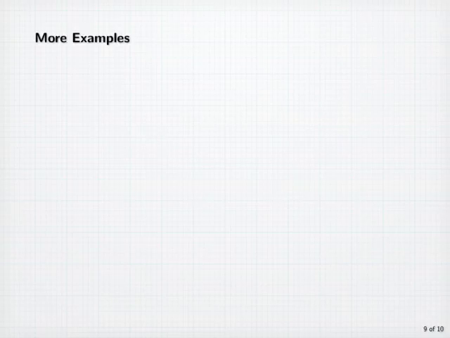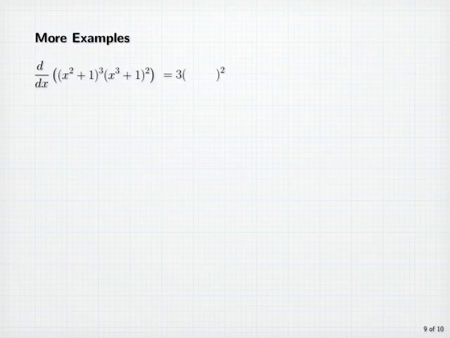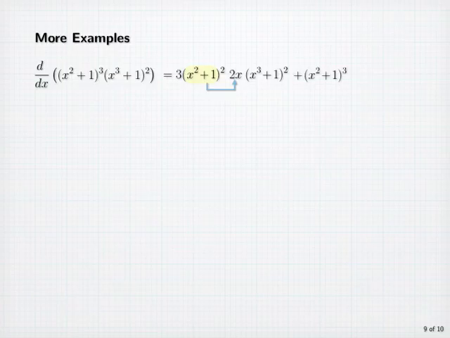More examples. Let's look at the derivative with respect to x of the cube of x squared plus 1 times the square of x cubed plus 1. Now we'll begin with the product rule here. The derivative of the first factor, the cube of x squared plus 1, is going to be 3 times the inside function x squared plus 1 quantity squared times the derivative of the inside, which is 2x. Because we're using the product rule, we multiply by the second factor, x cubed plus 1 squared. Now, we write the first factor, x squared plus 1 cubed, and multiply by the derivative of the second factor.